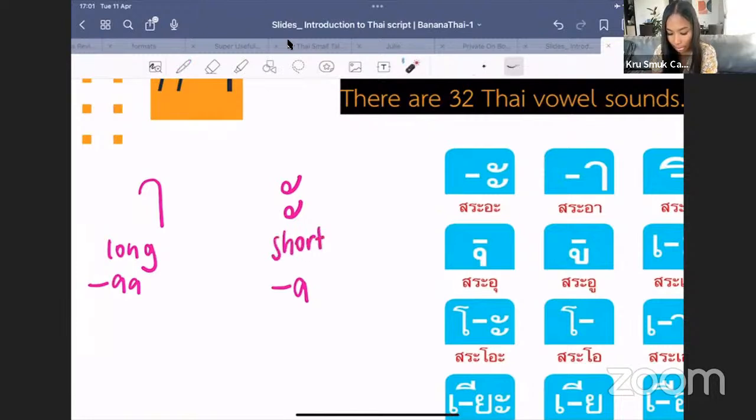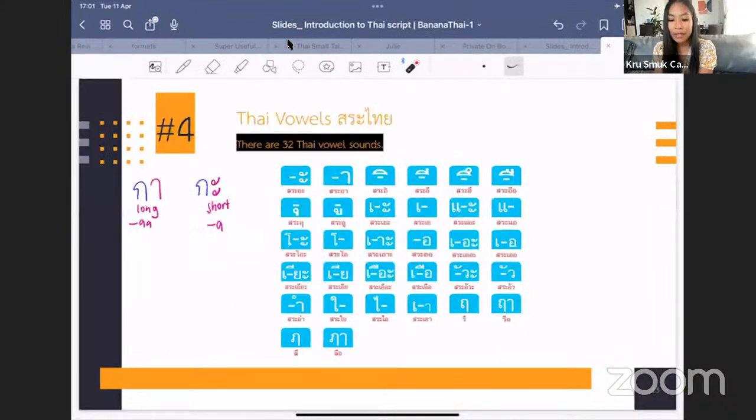Take a look here. Listen. Ah. Ga. So as you can see, actually there are not many sounds. It's many because it's just separated into long and short. I'm not saying all, but mostly. So this is really manageable for you. It's the same sound, just different length, short and long. Again, there are 32 Thai vowel sounds in the Thai language.